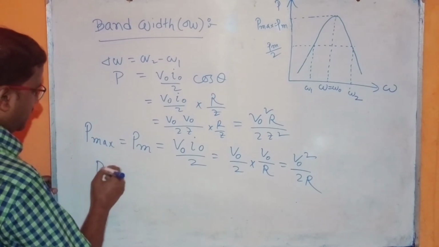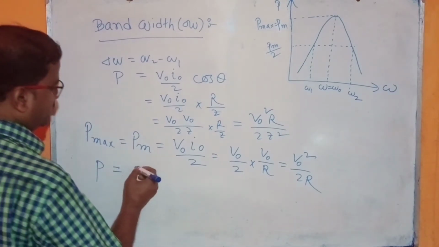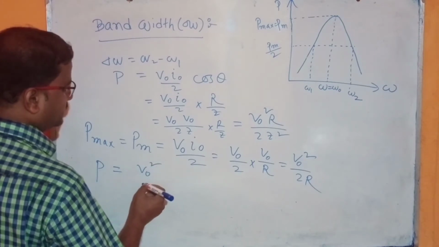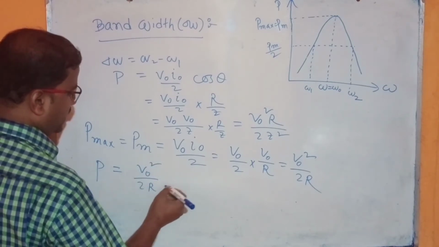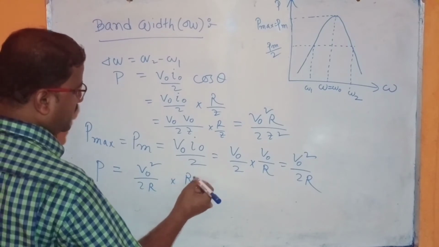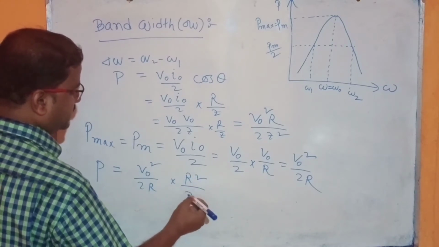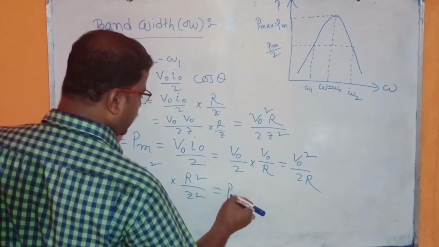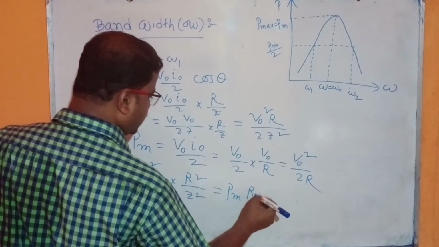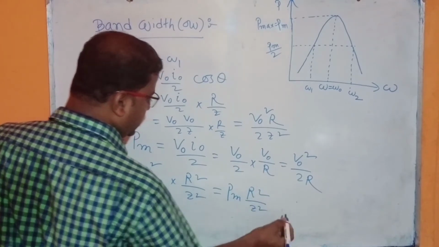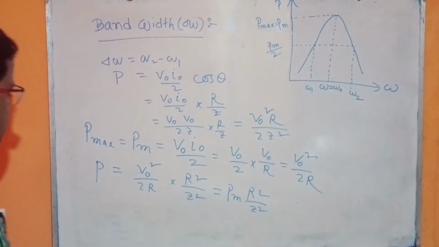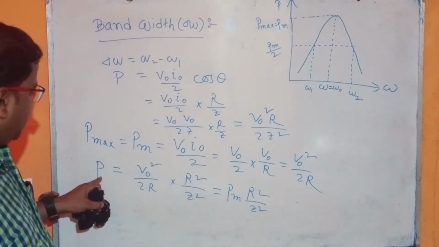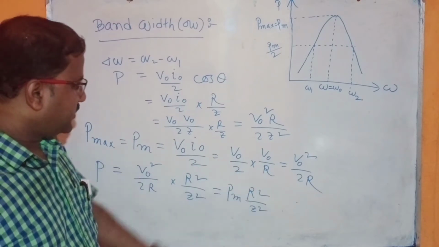Now the power P equal to V0 square by 2R into R square by Z square, that is, Pm R square by Z square. So power P equal to Pm R square by Z square.